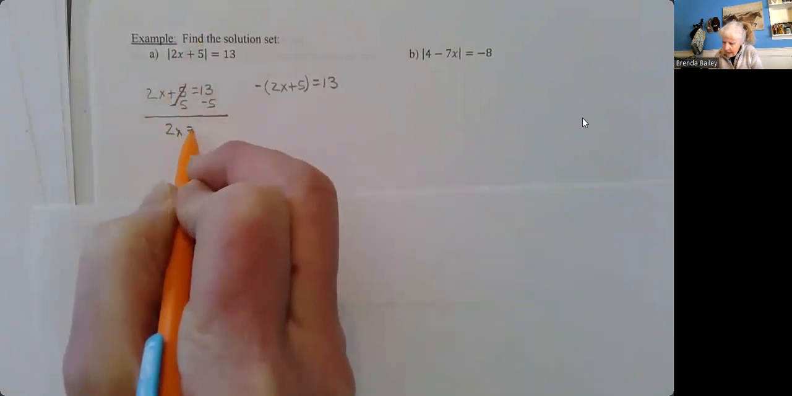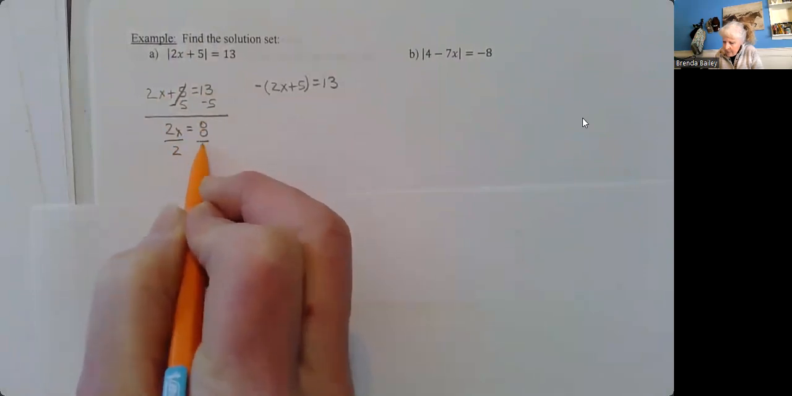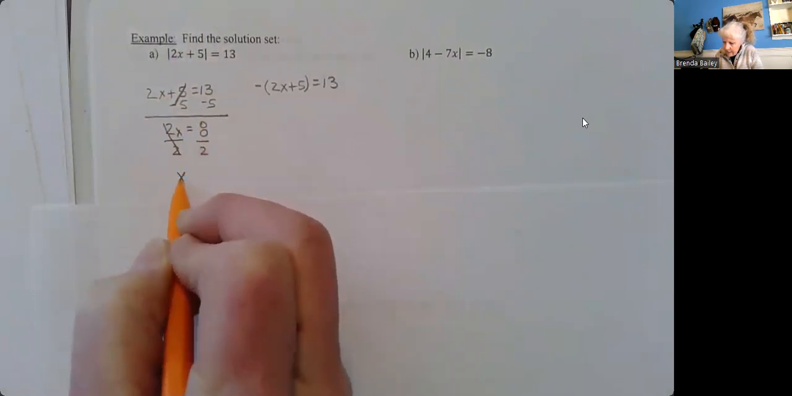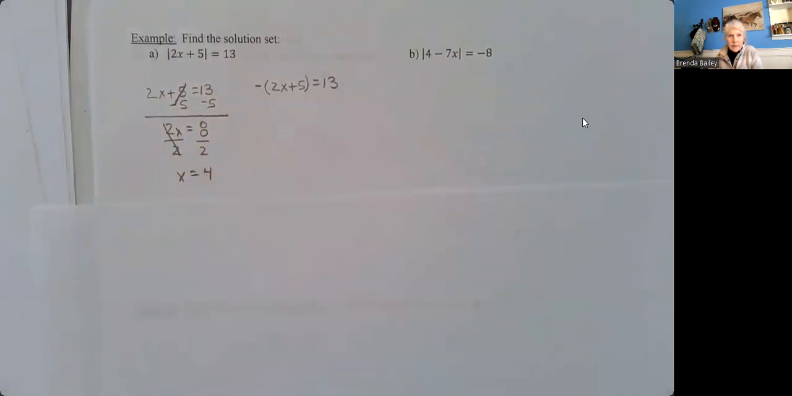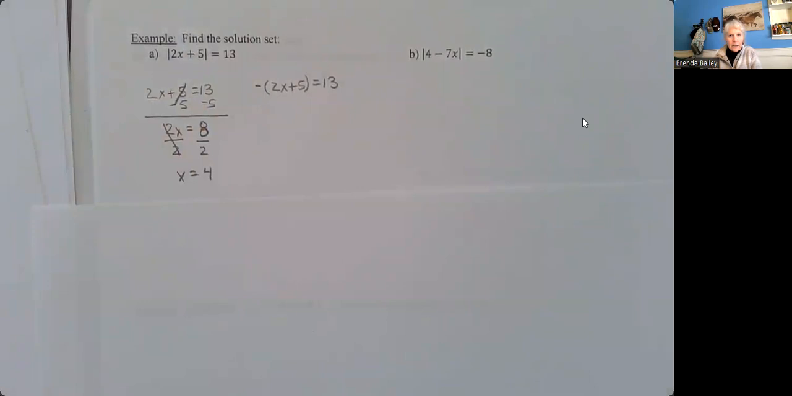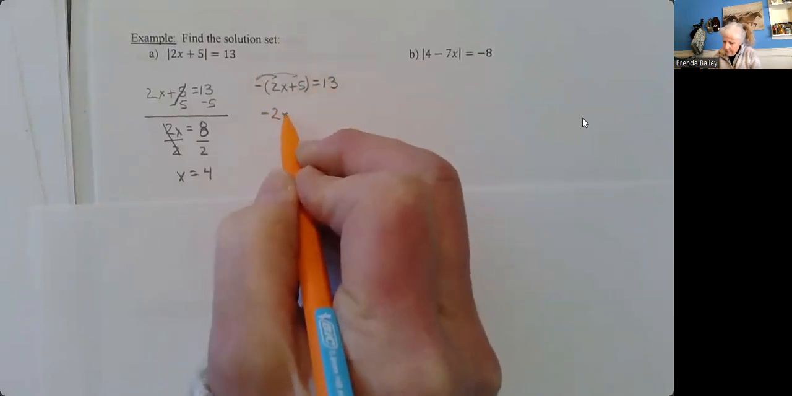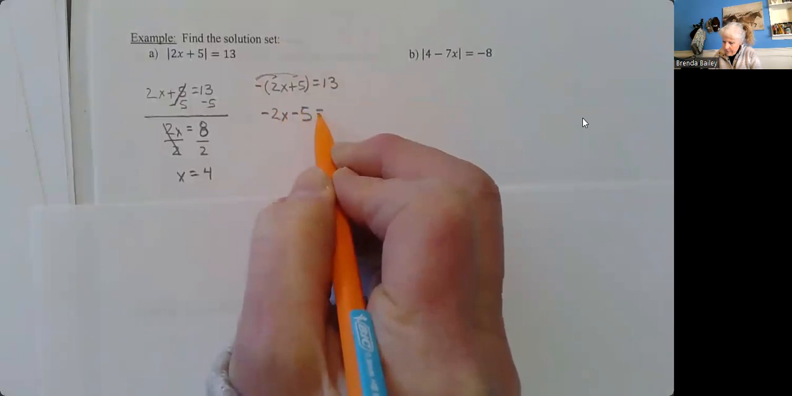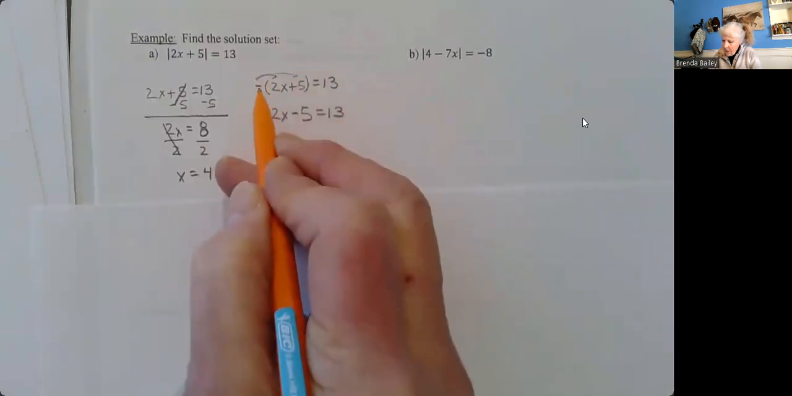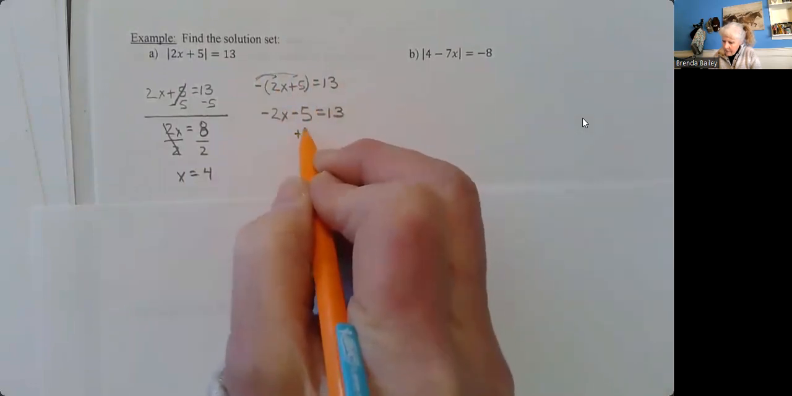2x equals 8. Divide by 2. X equals 4. All right, so our x is equal to 4. That's kind of a funky 8 there. There we go. All right, so we have x equals 4 as a solution. Let's go to this one. We're going to use the distributive property. Multiplying by a -1, both of those. So now we solve it.